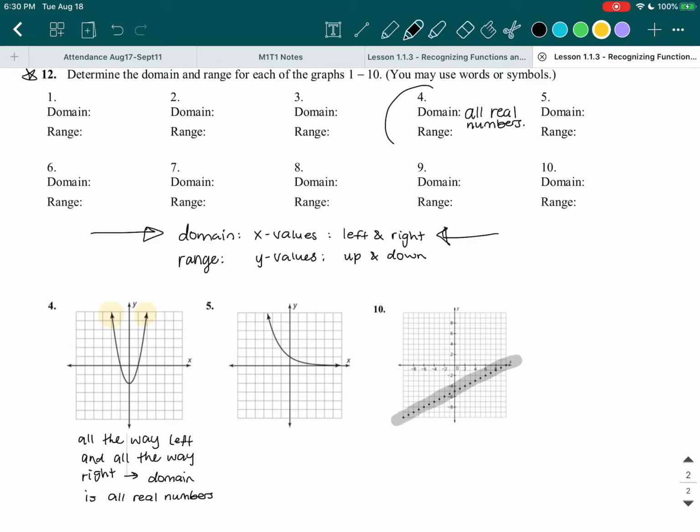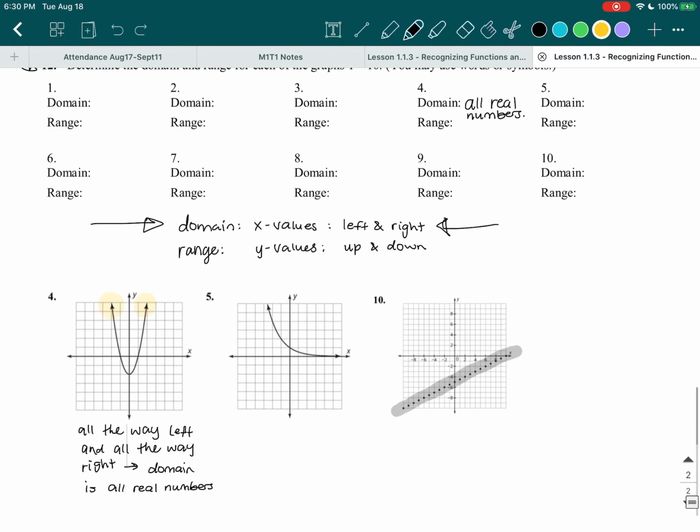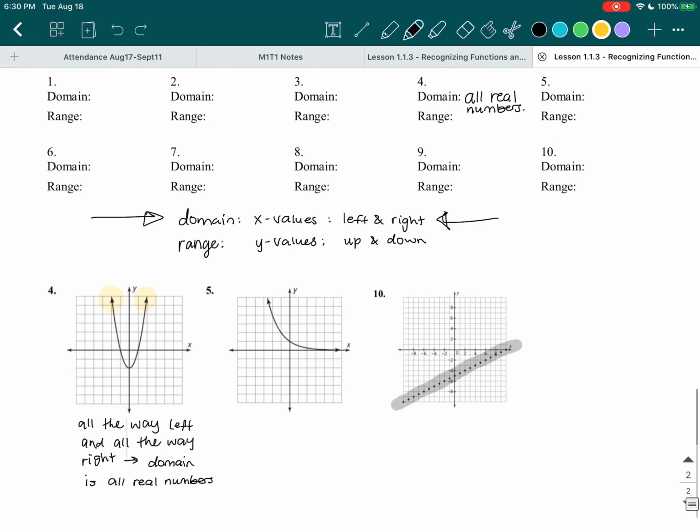So I wrote that over here. Okay? So let's write our range now. For the range, I want you to take a look at how far up and down our graph goes. Take a look at the top part of your graph and notice that the top part still has all of those arrows, right? Now take a look at the bottom part of your graph. The bottom part has an absolute minimum.